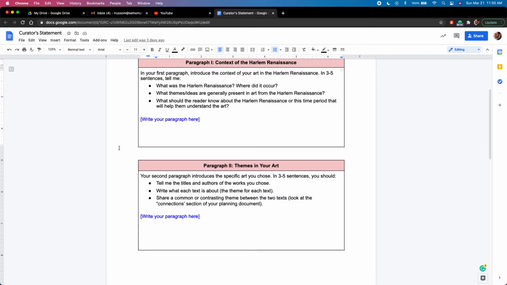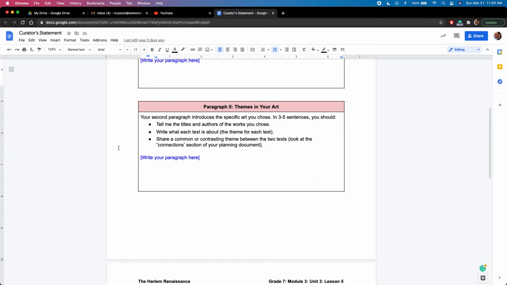All right, moving down to paragraph 2. Your second paragraph introduces the specific art you chose. If you finished the planning document, this one should be really simple for you to write because you've basically already written it. You're telling me in the first sentence the titles and the authors of the works that you chose. So you can say something like, in this exhibit, you'll see Lift Every Voice and Sing by James Weldon Johnson and The Harp, a sculpture by Augusta Savage. Something like that as an example of what you could be writing in your first sentence.